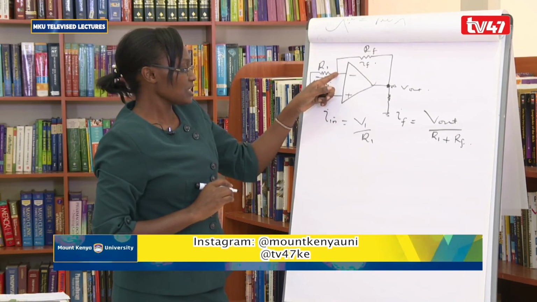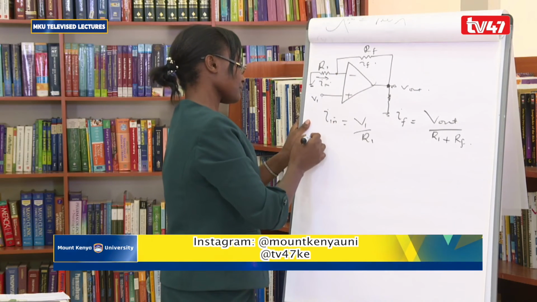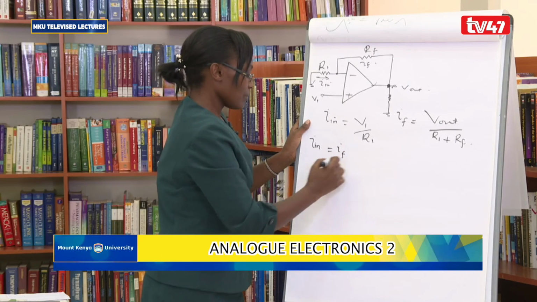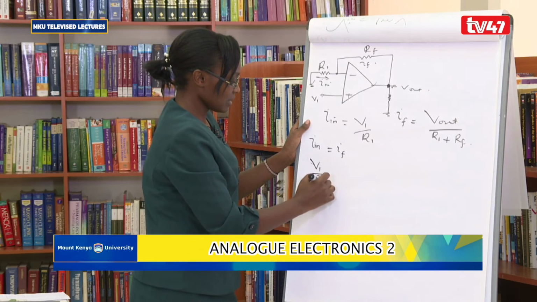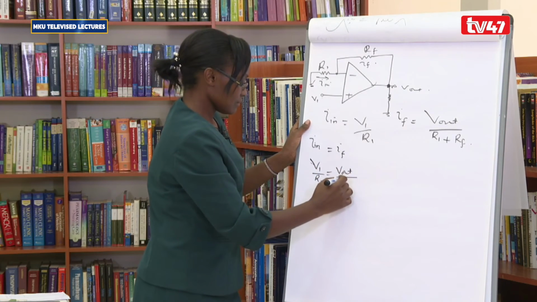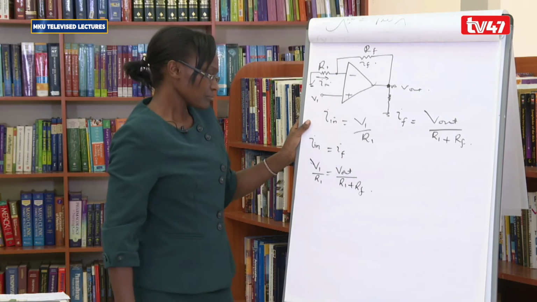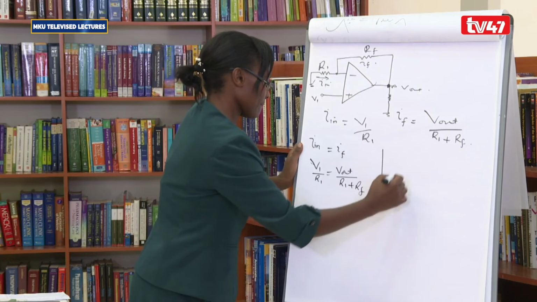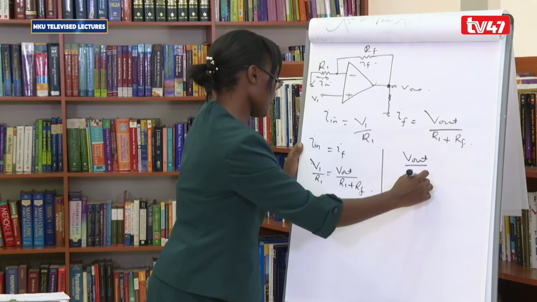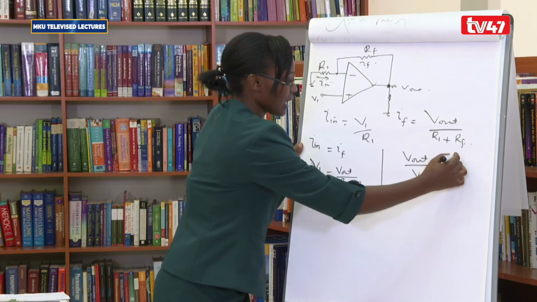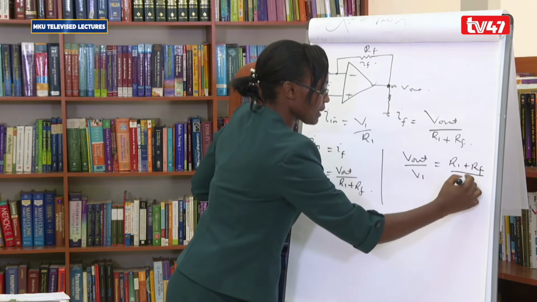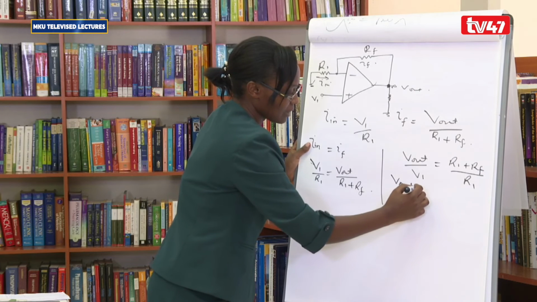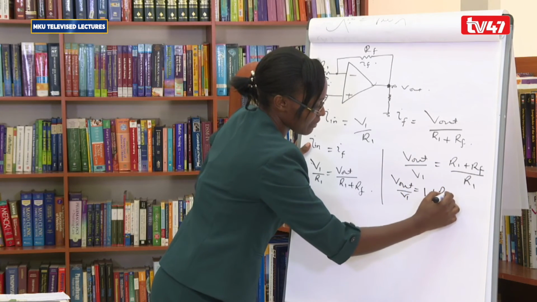So because this is the summing point, we can sum the two and say our I in is equal to IF, which can also be written as V1 over R1 is equal to V out over R1 plus RF. If we rearrange this again, we can have V out over V1 is equal to R1 plus RF over R1. This can also be rewritten as V out over V1 is equal to 1 plus RF over R1.